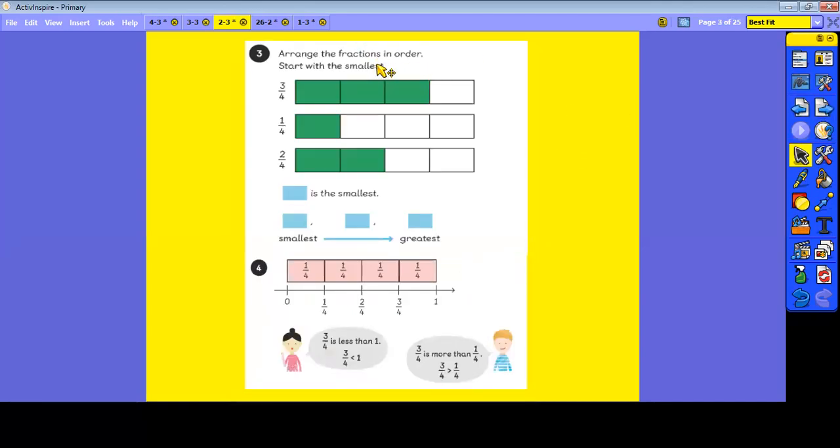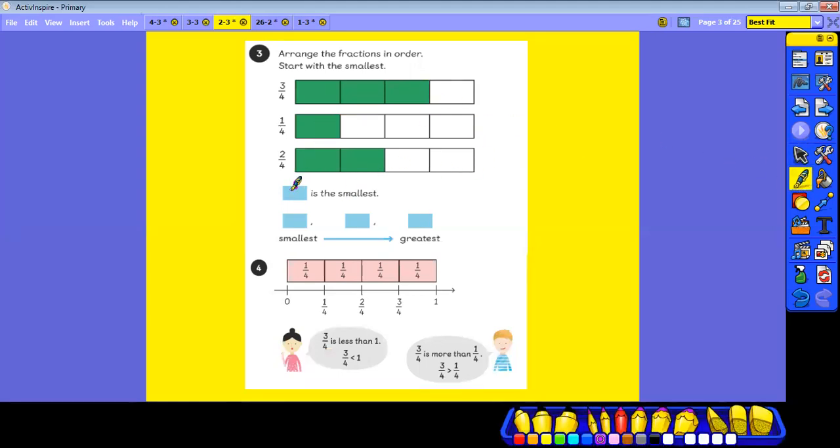Here we are told, arrange the fractions in order, starting with the smallest. So this time we're starting with the smallest. Don't get tricked by Maths No Problem. Remember, always read the instructions. So we've got 3 quarters, 1 quarter, and 2 quarters, otherwise known as a half. It's very easy when they're shaded in like this to see that 1 quarter is the smallest. So let's put 1 quarter there.